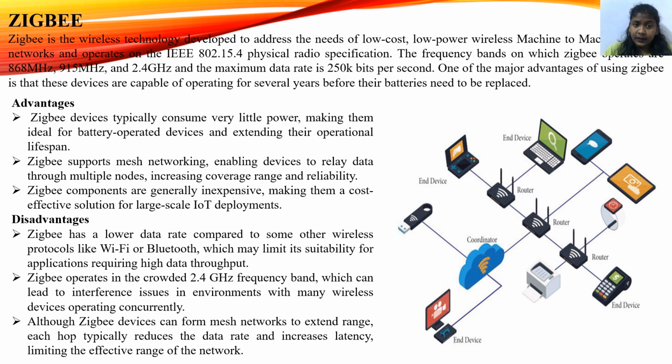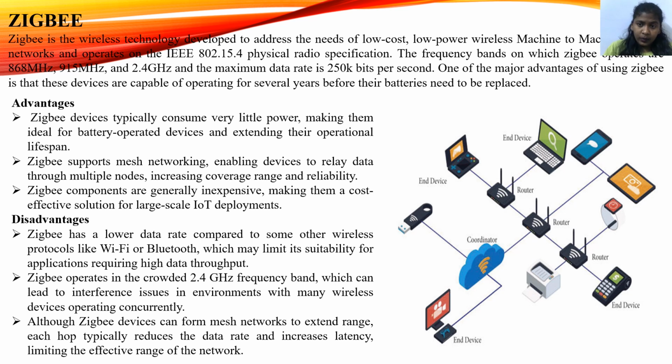What is Zigbee? Zigbee is a wireless technology developed to address the needs of low cost, low power wireless machine to machine networks and operates on the IEEE 802.15.4 physical radio specification. The frequency bands on which Zigbee operates are 868 MHz, 915 MHz, and 2.4 GHz, and the maximum data rate is 250 kbps.